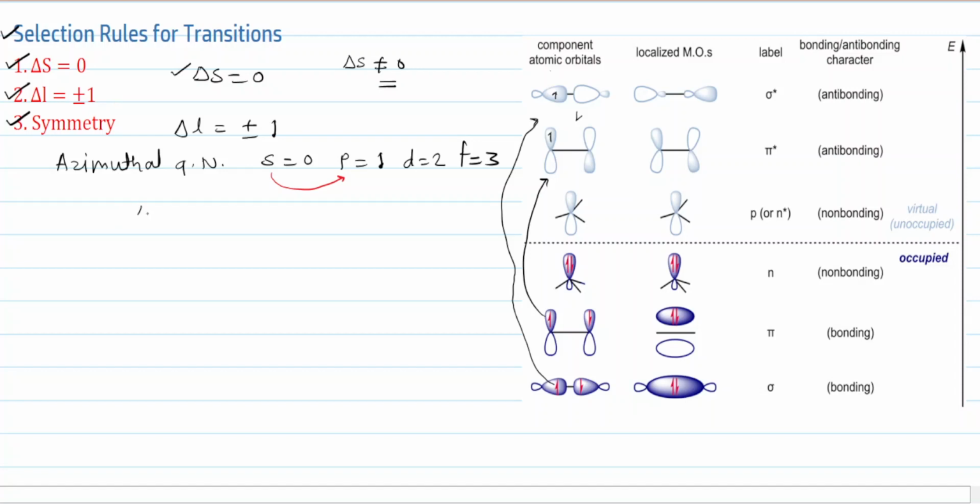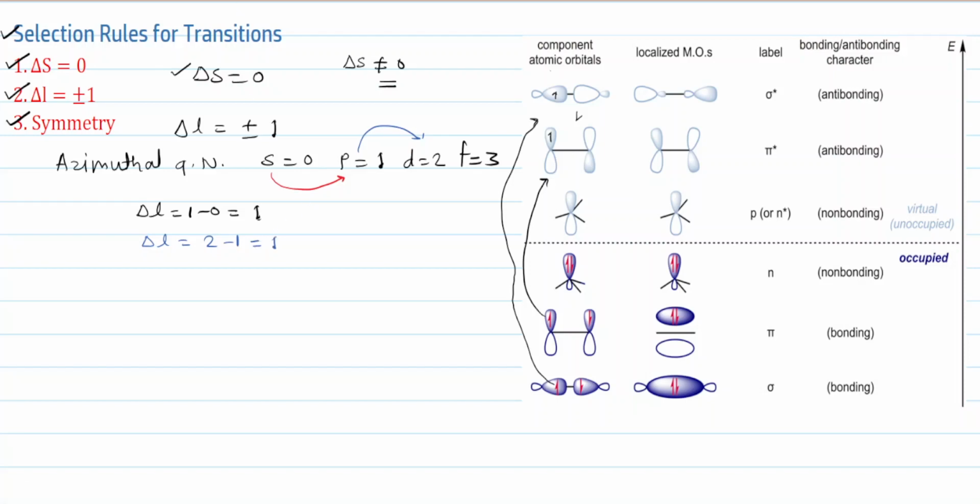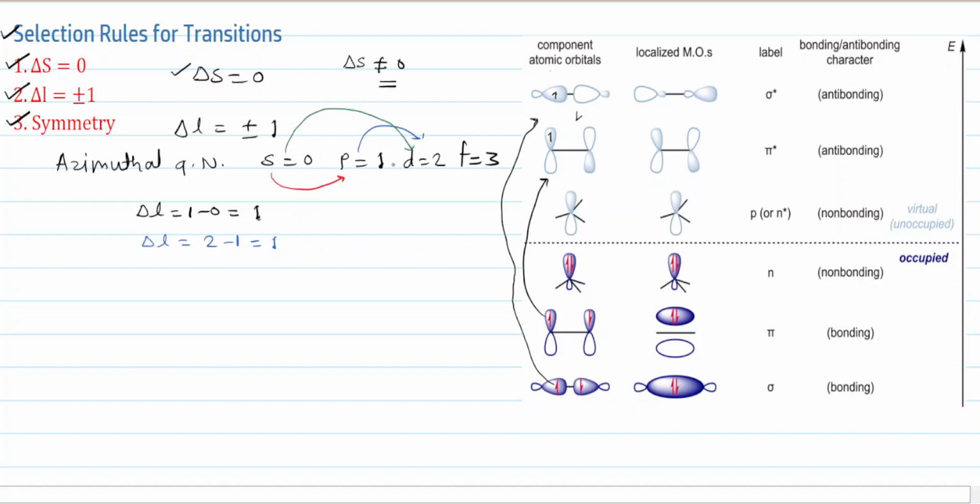The delta L becomes 1 minus 0, that is equal to 1. For transition of the electron from p orbital to d orbital, again delta L is equal to 2 minus 1, is equal to 1. But when the electron is promoted from s orbital to d orbital, then in this case, delta L is equal to 2 minus 0, it is equal to 2.